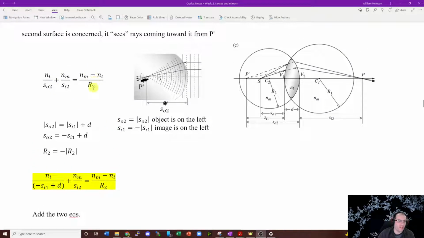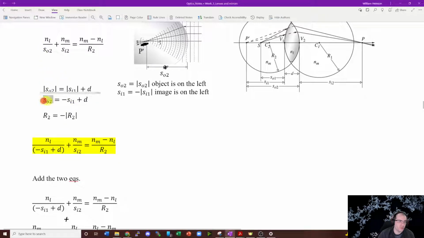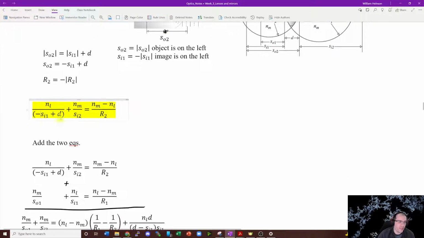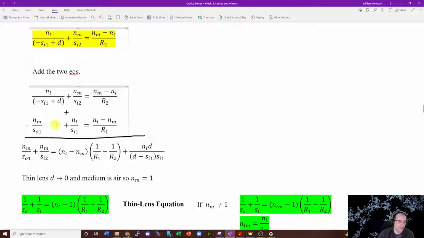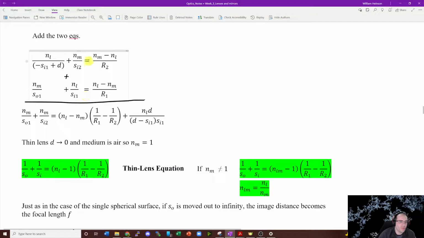So if we bring all that together, we know, like I said before, that the object 2 is just minus SI1 plus D, and R2. So you take this, plug it in, and you get that right there. This SI2 stays the same, and then we have this here. Then you just add the two equations. So we're going to add this equation and this equation, and we get it in a form like this. What I did here is add this equation plus this equation, and I rearranged terms.